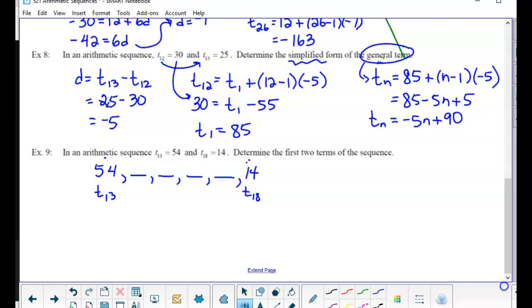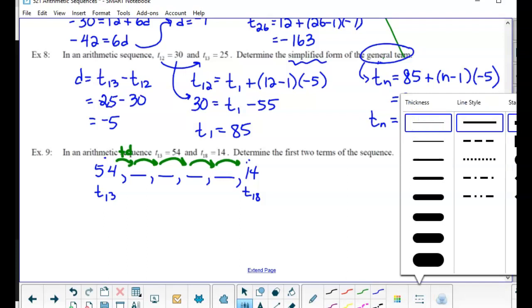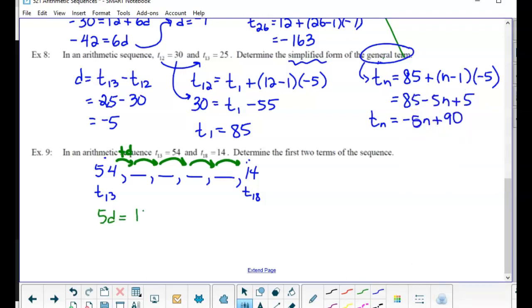Because here, I'm adding D 1, 2, 3, 4, 5 times, right? 18 minus 13 is 5 times. So that means 5D has to be the difference between the terms, negative 40. So that is negative 40 over 5, which is negative 8.